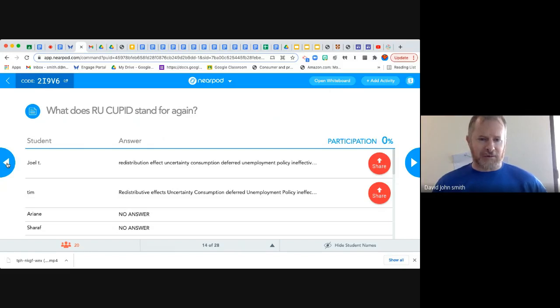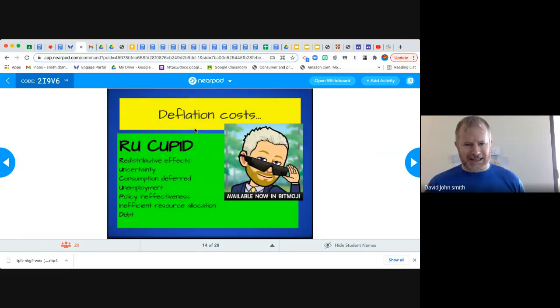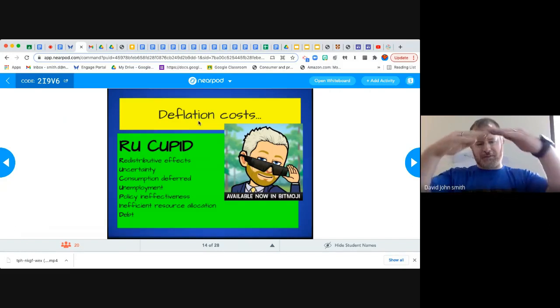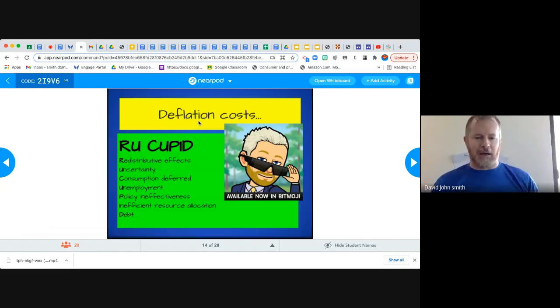So just to remind ourselves about the RUCupid, go back a slide here. So deflation, which we recognize as being negative inflation in a sense. So it is an actual decrease in the price level. RUCupid talks about redistributive effects, very similar to what you would have had with inflation, but kind of in reverse, because we see those asset prices actually falling. So those who have a lot of their income in assets are going to see a redistribution of their wealth.